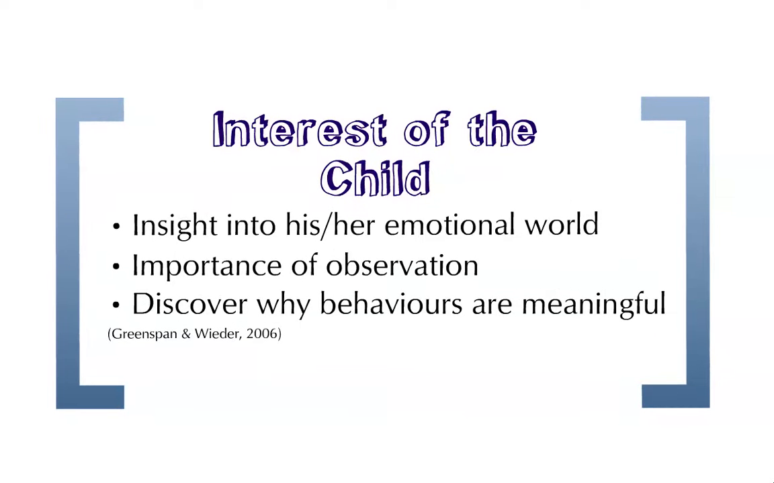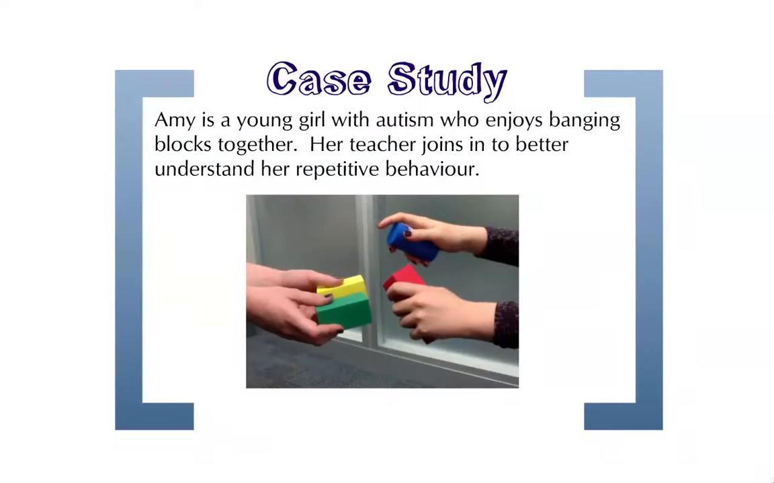In the Floortime approach, following the child's lead means focusing on the child's interests to understand what is important to him or her. It is essential to focus on whatever interest the child has, regardless if it is unusual or unconventional. Understanding the child's interests gives insight into his or her emotional world. This includes first observing the child to see what he or she finds interesting, and then engaging with the child in order to discover why the interest might be meaningful. Let's look at an example to better understand this point.